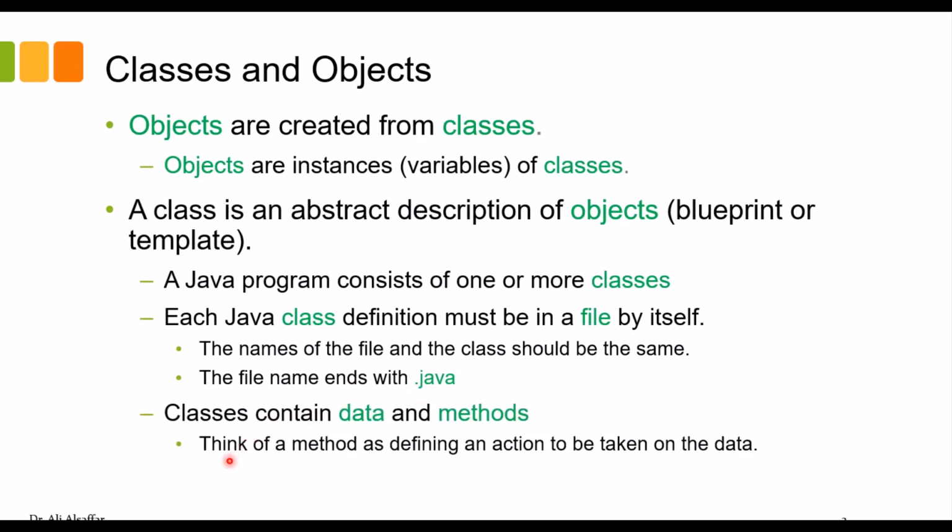So what do we have inside the classes? Inside the classes we have data and we have methods. Just put in your mind that every class will have data and methods. So you can think of a method as defining an action to be taken on the data. So any action you make on the data inside the class is called a method.